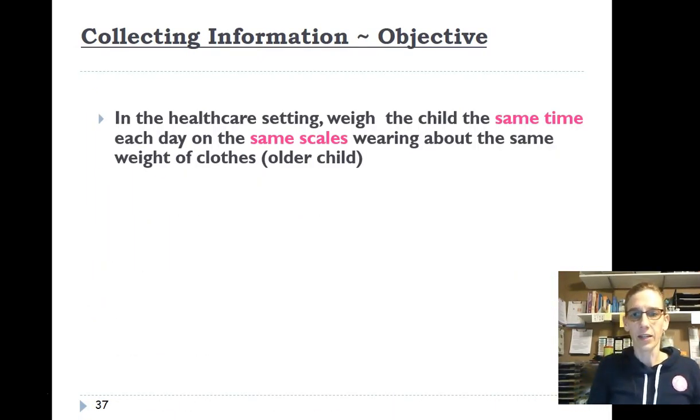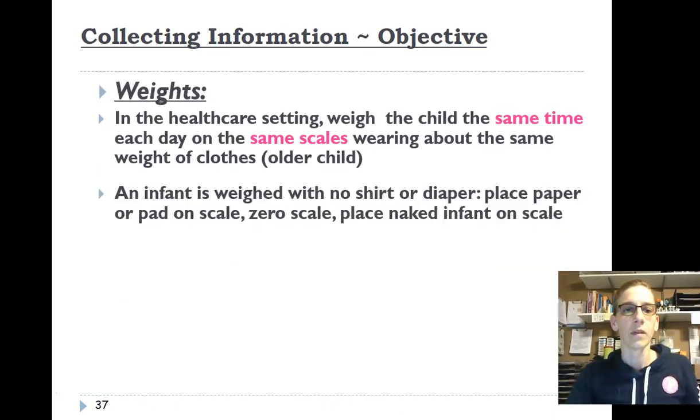All right. In the healthcare setting, you're going to weigh the child the same time each day on the same scales, wearing about the same clothes for the older child. All right. Infant is weighed with no shirt, no diaper, just naked. So you place the paper or pad on the scale first. Then you zero out the scale so it takes into account the weight of that paper or the pad. Then you place the naked infant on the scale and weigh the infant.